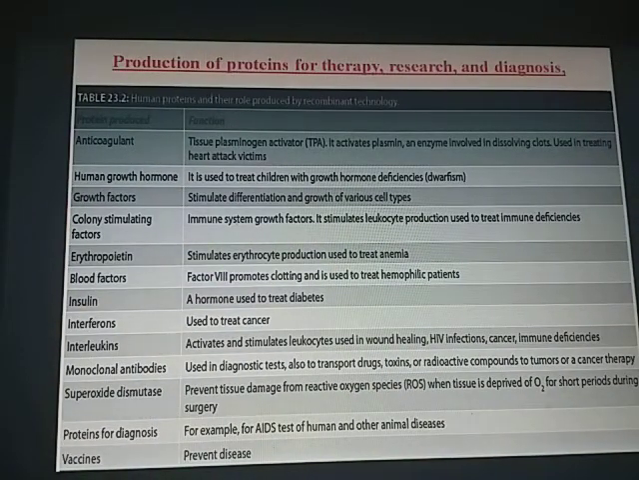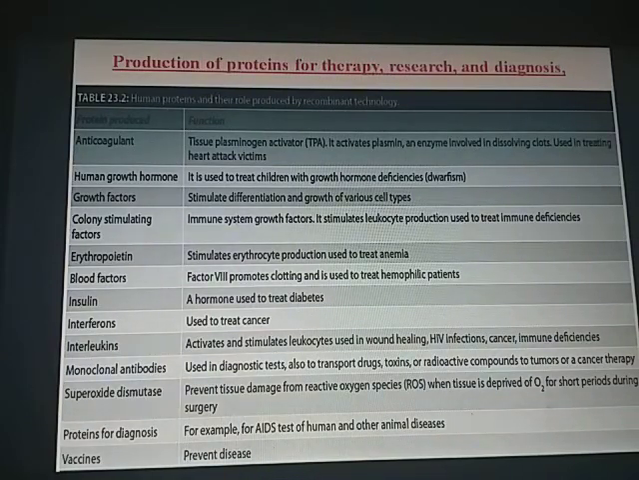Then next, by using recombinant DNA technology, there is the production of proteins which are used for therapy, research, and diagnosis. Various proteins are produced by using recombinant DNA technology, which have different functions. For example, anticoagulants like tissue plasminogen activator are produced by using recombinant DNA technology, which is useful to activate plasmin, an enzyme involved in dissolving clots and used in treating heart attack victims.